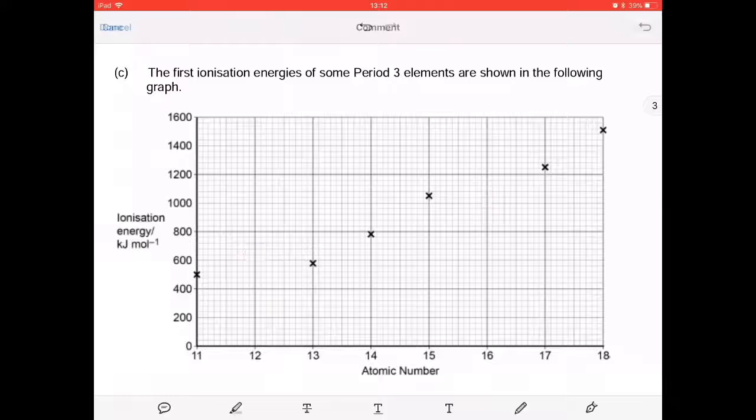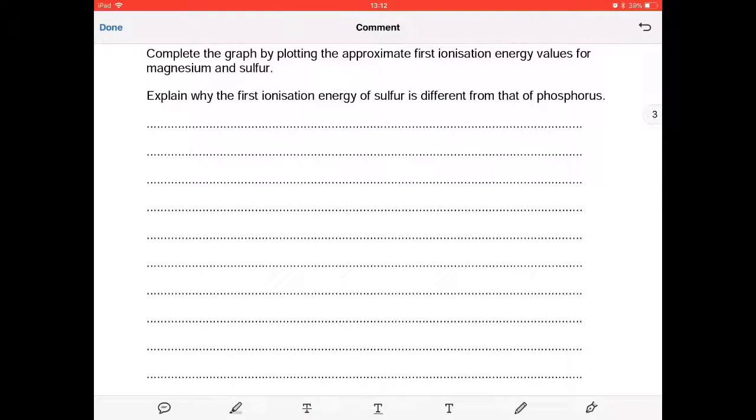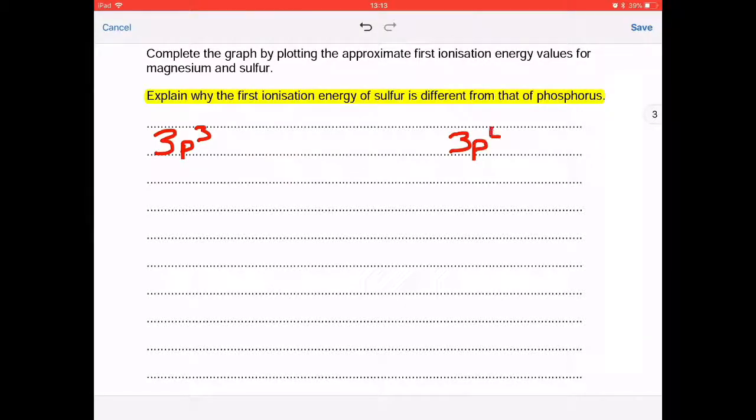The remainder of the question asks you to explain why that drops down between phosphorus and sulfur. So you've now got to explain why it's slightly lower. And this comes down to, again, those 3p electrons. The electron configuration for phosphorus ends 3p3, and for sulfur it ends 3p4. Because there are 3p orbitals, when you look at the 3p4 of sulfur, it is the first time that electrons pair up in a 3p orbital.